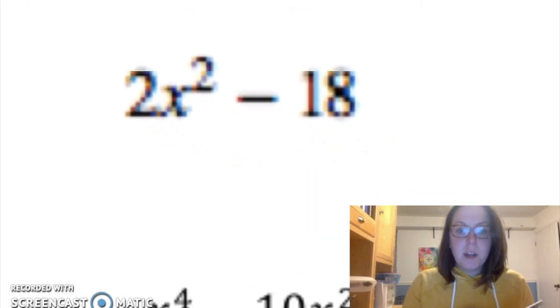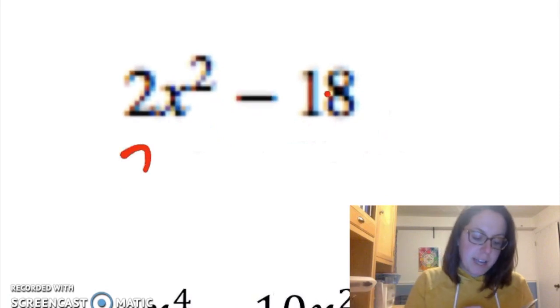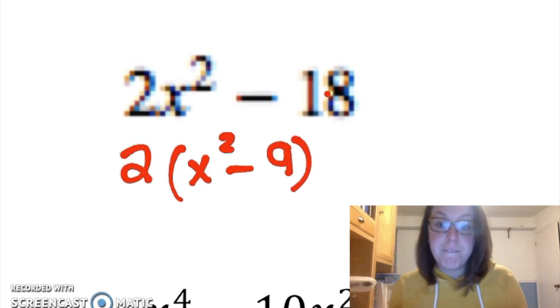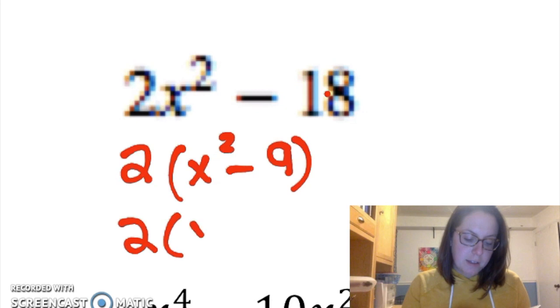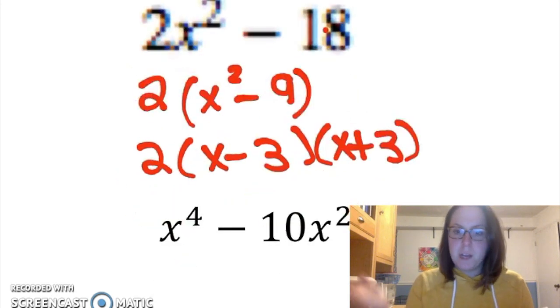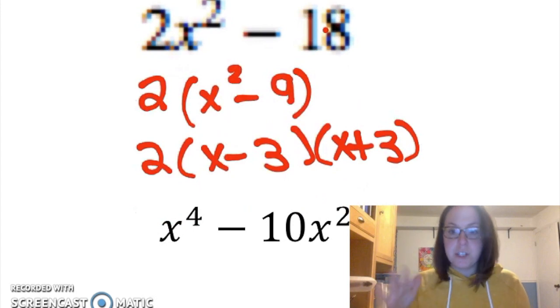All right, the next one, same. Look for a GCF. So here I can take out a 2, and that leaves me with x squared minus 9. Now, I can factor that further because that's a difference of squares. x minus 3, x plus 3. Done. Right? Once you have an x to the first, you can't factor it further.